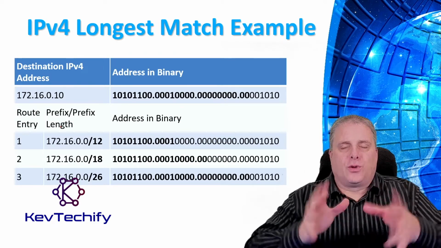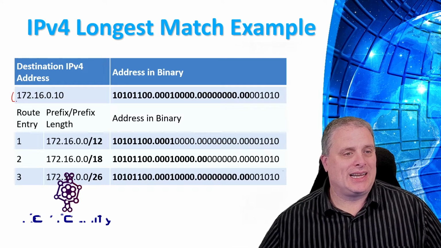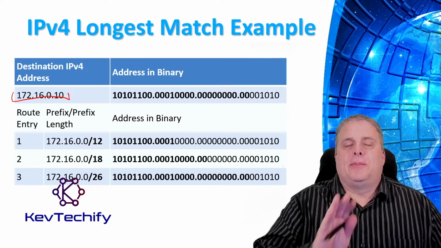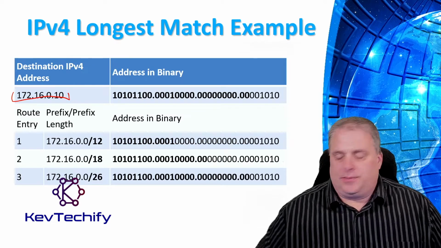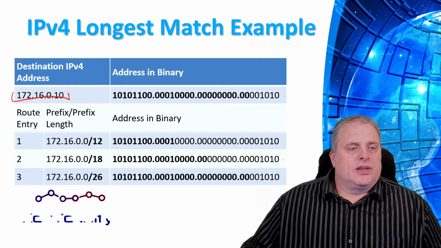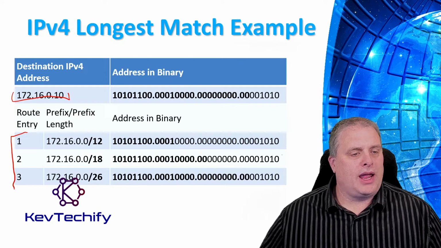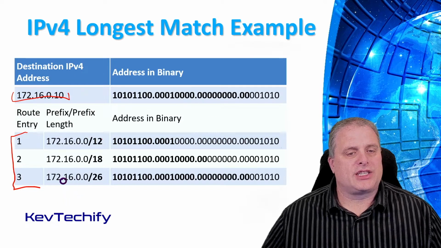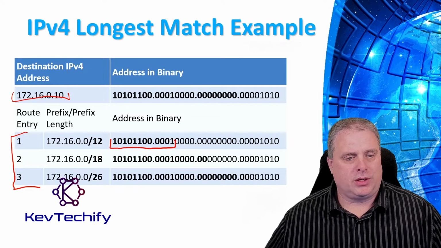Here's an IPv4 example of the longest match. This is our address here, 172.16.0.10. And remember, the computer looks at it in binary, and that's how you have to think about it: it's going to match up the bits in binary. When we look at this, we have a routing table with three different entries: entry 1, 2, and 3. This entry's network portion is 172.16.0.0/12. And so this is the prefix. Remember that term we talked about.